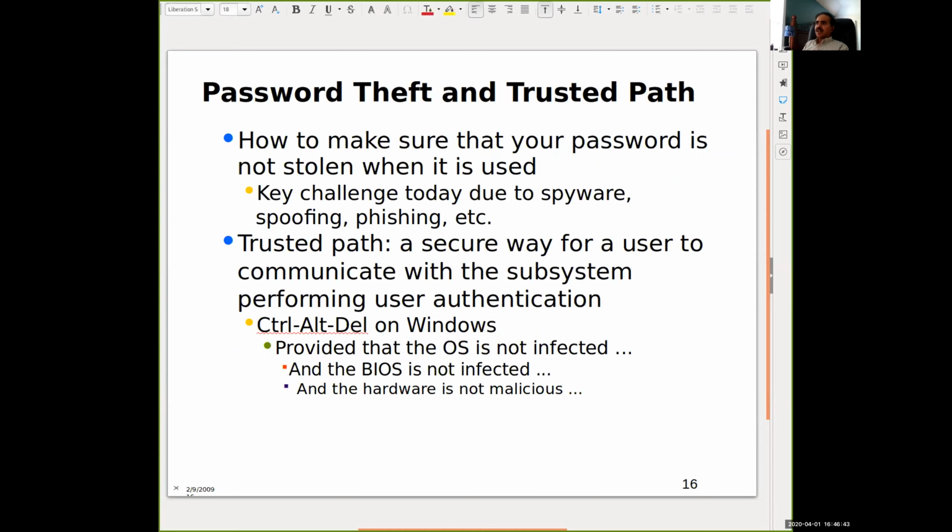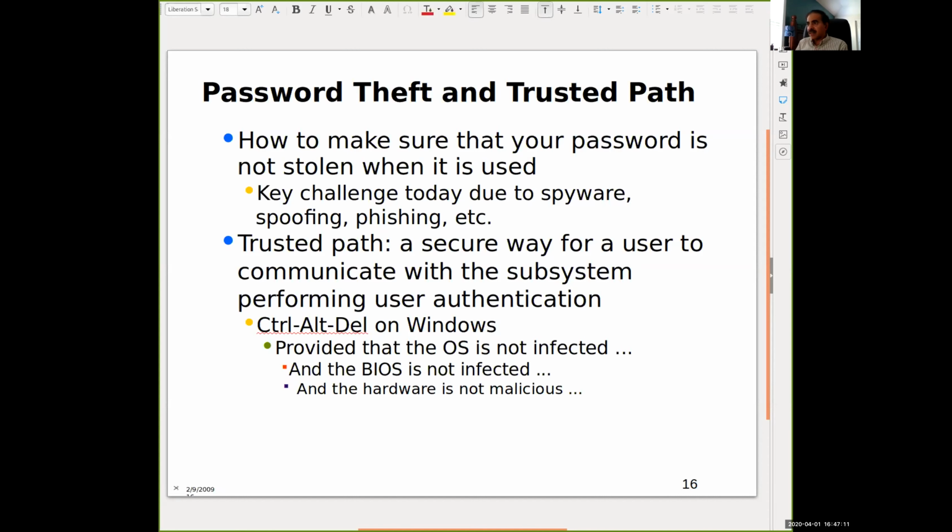So let's look at how some of these problems can be addressed. The very first problem we'll talk about is stealing of passwords. And this can be dealt with by the trusted path concept we talked about before.